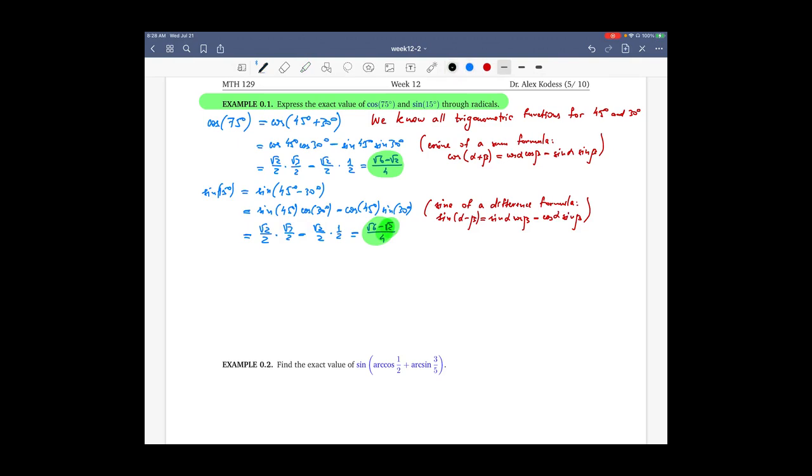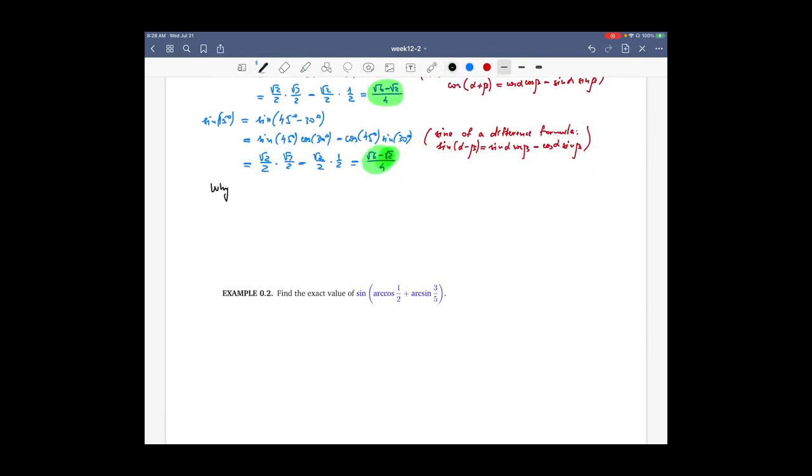You may be wondering why these things are equal. You can of course recognize that this is simply a co-function identity, because 75 degrees is 90 minus 15 degrees, and that by the co-function identity is sine of 15 degrees. So of course it's not a coincidence that these two values are equal.